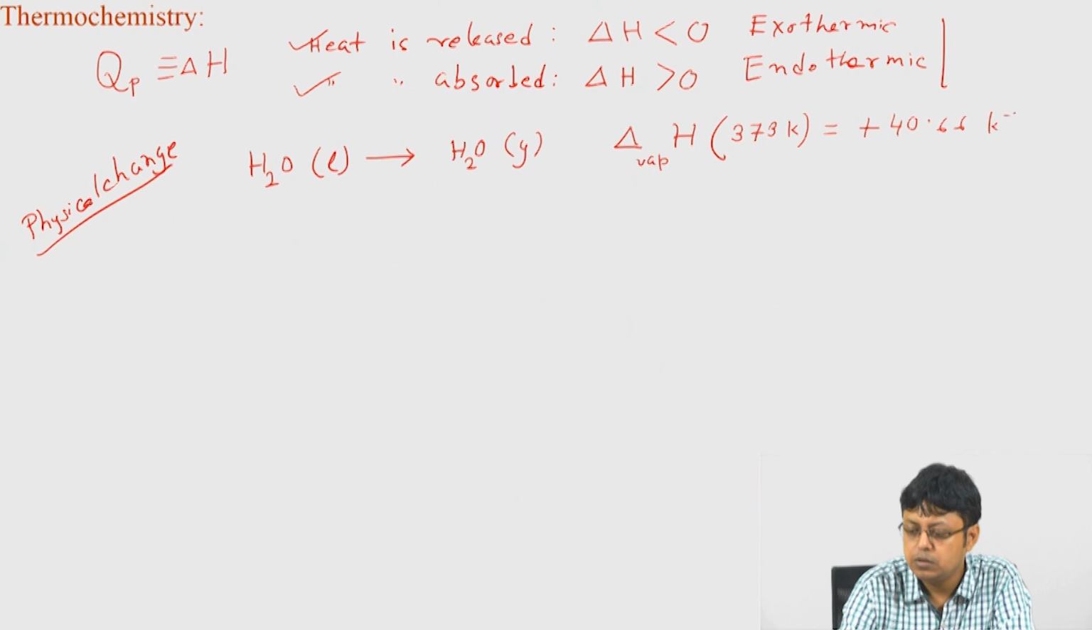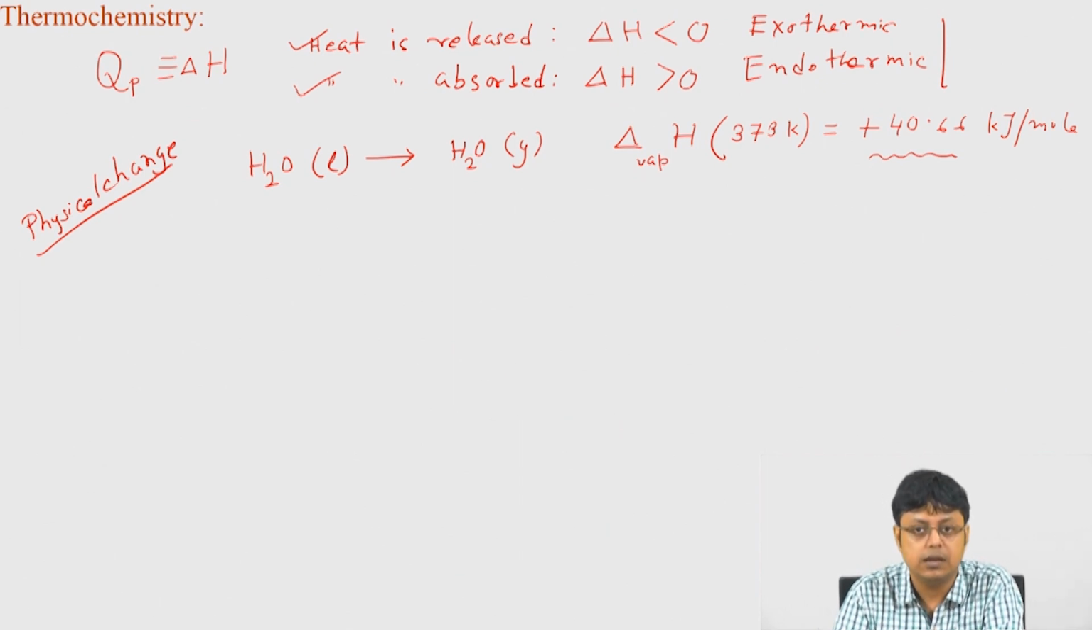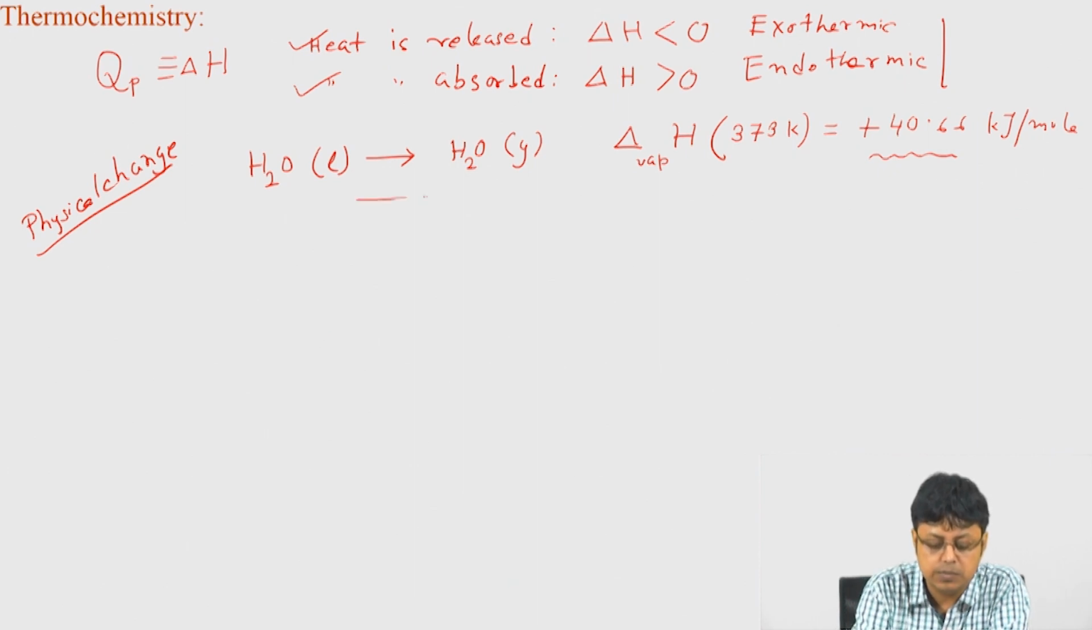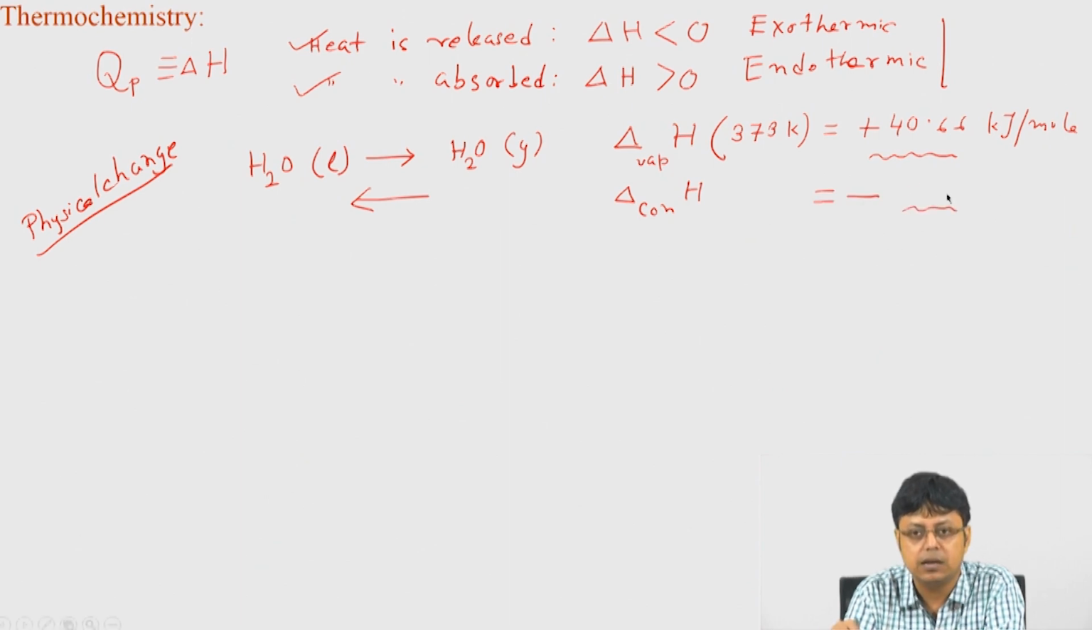40.66 kilojoule per mole. Usually we will use the kilojoule per mole unit here. It is plus in the sense that the reaction is endothermic, so heat is absorbed by the system. It is obvious that you have to supply heat in order to boil the water, which means when water condenses, if we consider the reverse process, the enthalpy change of condensation will be nothing but the negative of the same number, 40.66 kilojoule per mole.